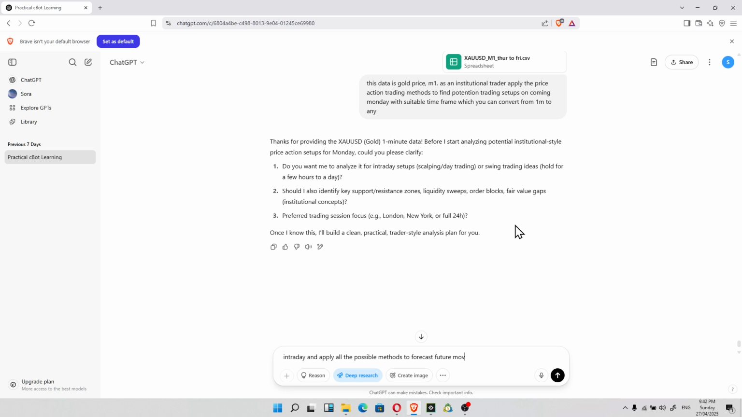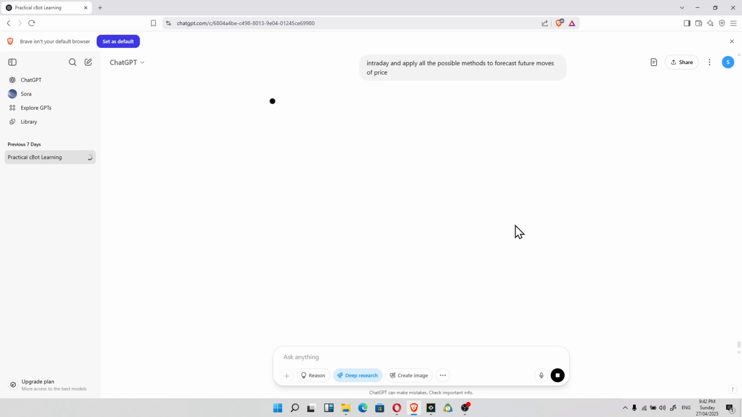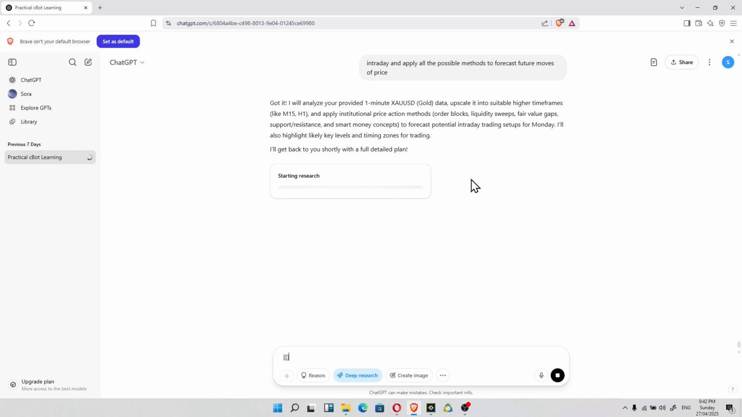Future moves. Let's see what ChatGPT is going to do. Here we are getting the result from ChatGPT. Scale to suitable higher time frames: M15, H1, supply and demand, price action, order block, liquidity, fair value gap, smart money concepts. These are the concepts used by the institutions, and ChatGPT already knows them because developers add this while researching. Let's see what it will give us in the later parts.